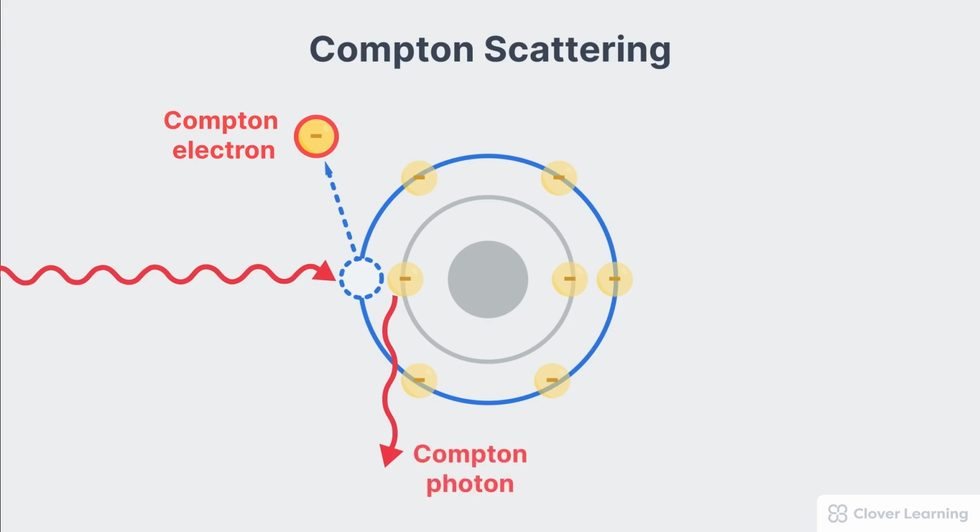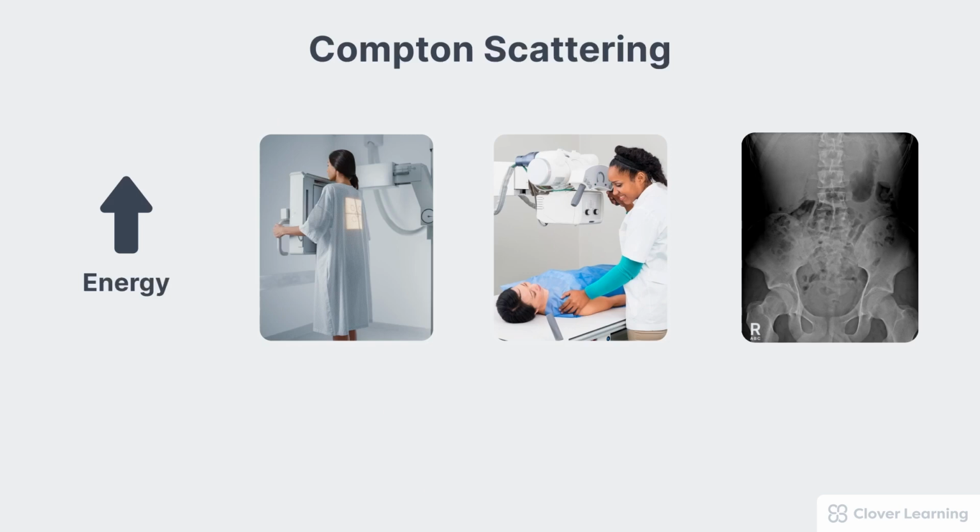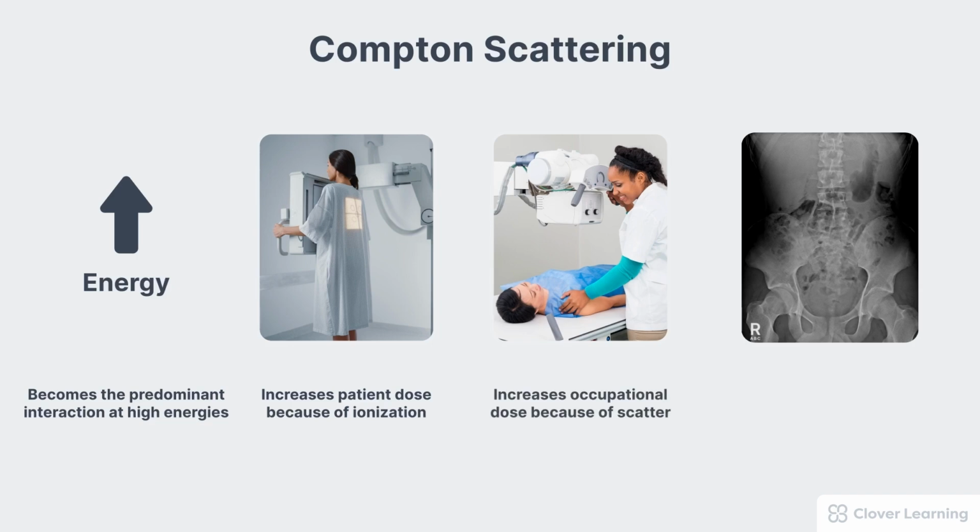A few more principles to remember. Compton scattering occurs at all energy levels, but it becomes the predominant or the main interaction at high energies. Compton scattering increases the patient dose because of ionization. It increases the occupational dose because scatter is being created. And finally, all Compton scattering decreases the image quality because it decreases image contrast.